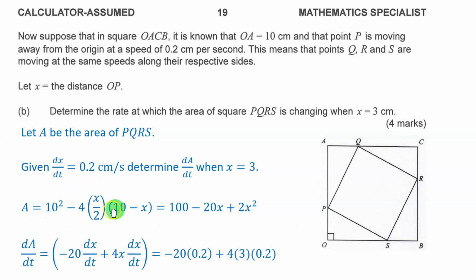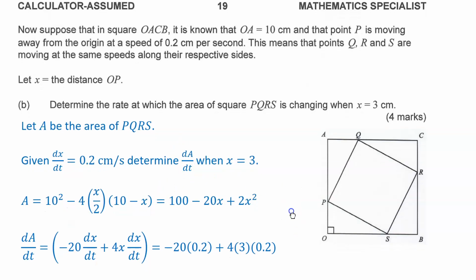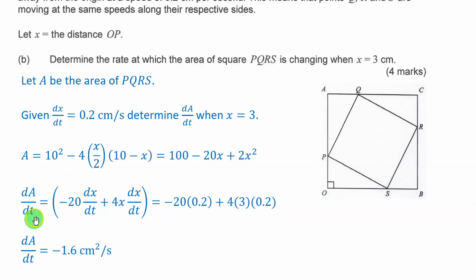My way of doing it here, there are lots of different ways of doing it, is basically to say the area of the outside square is 10 squared, which is 100. And from that, we need to subtract 4 little triangles. OP is x, the base is 10 minus x, and then we need to halve it all. So it'll be half of x times (10 minus x), and then we've got 4 of them. And then we basically expand this out, which is fairly trivial, and we end up with 100 minus 20x plus 2x squared.